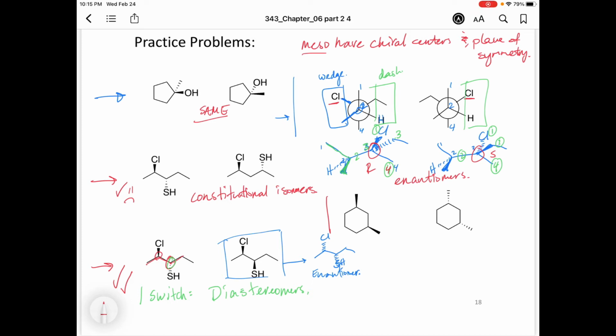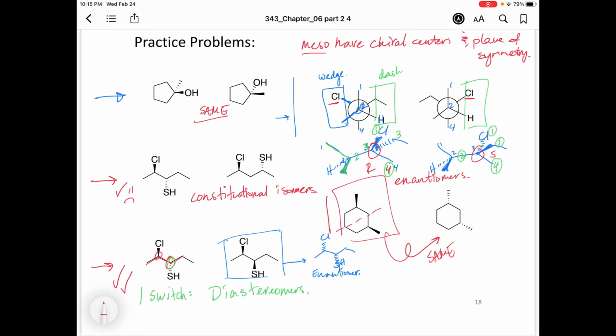So let's look at this cyclohexane structure. I have 2 chiral centers here. It's what it looks like, right? And then it looks like I've switched both of them. What do you notice, though, about this structure? Well, it has a plane of symmetry, doesn't it? That means I should be able to take this, and it should be the same as this.